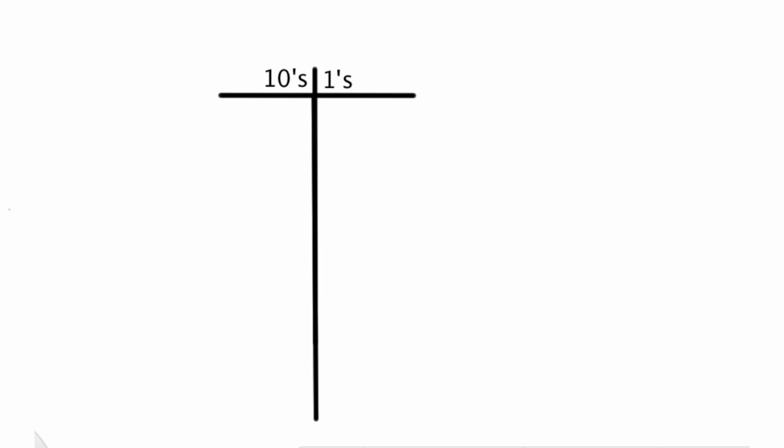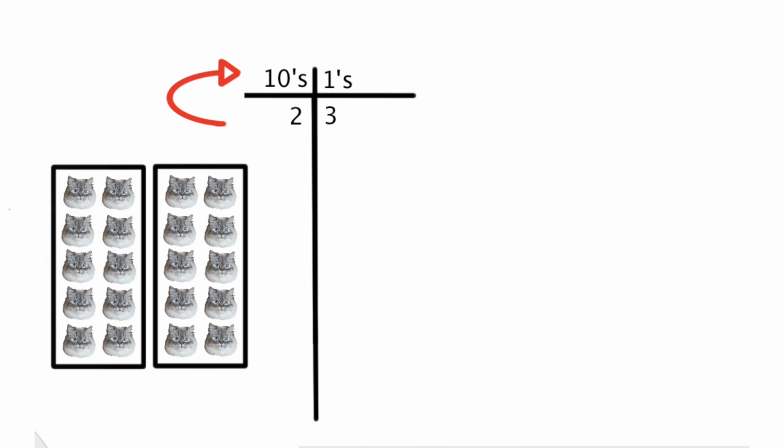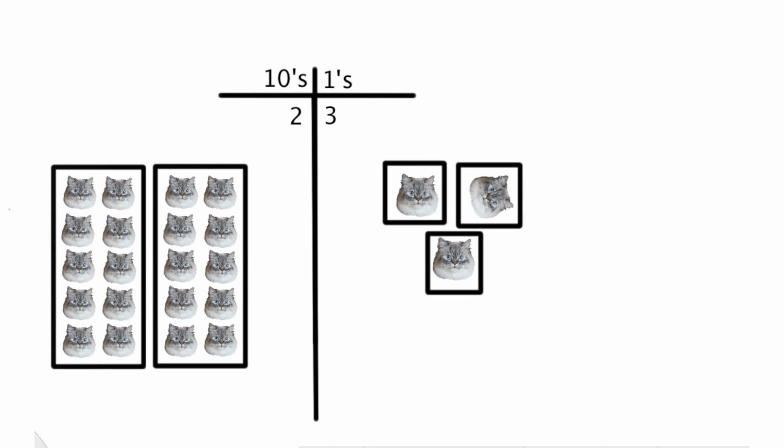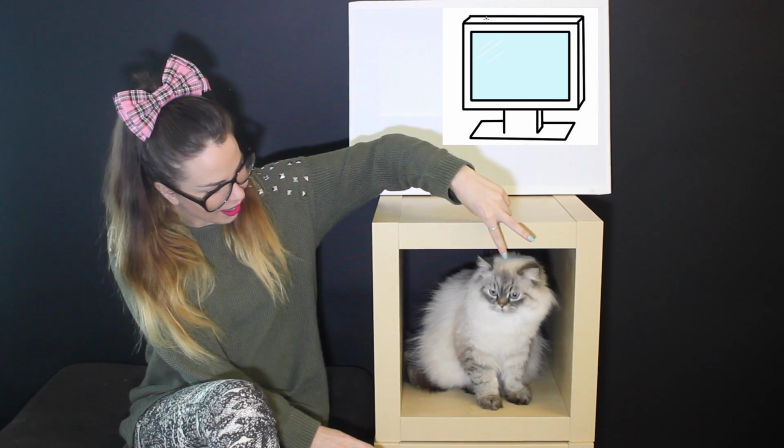And we can think of any two-digit number like this. For example, the number 23: 2 tens and 3 ones, or 2 lots of 10 Momo and 3 single Momos. That's a total of 23 Momos. So that's how we count, or the decimal system.